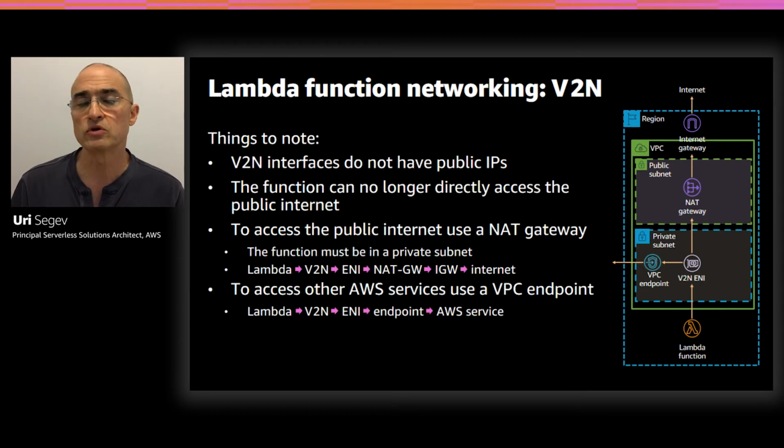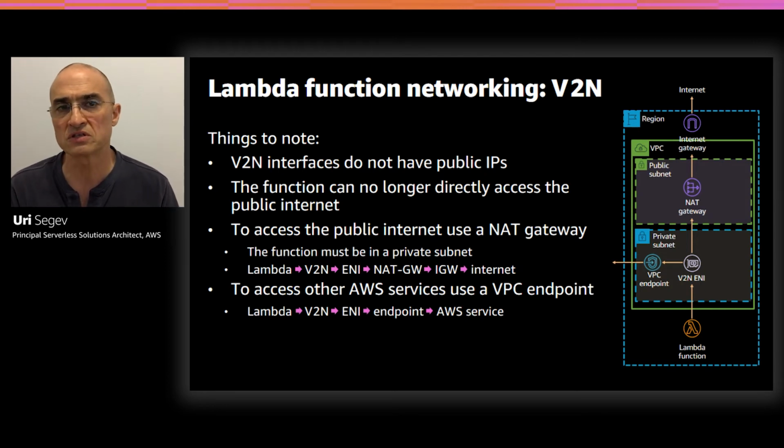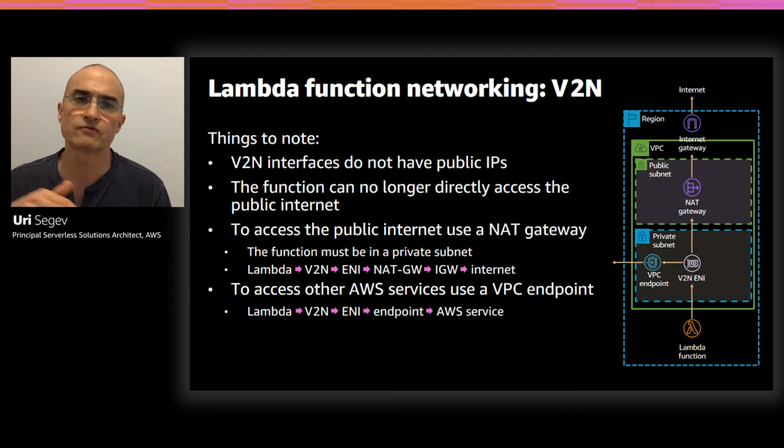Another option, if you need to access AWS services, is to use the VPC endpoint so that you do not need to go through the internet. So if you're using the NAT gateway, as you can see, the traffic goes from the function to the V2N, through V2N to the ENI, through the NAT gateway, to the internet gateway, and then to the internet. If you go to an AWS service using the VPC endpoint, it goes from the Lambda function to the V2N, to the ENI, to the VPC endpoint, and then to the service.